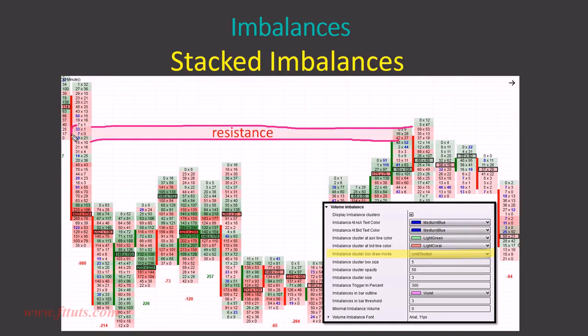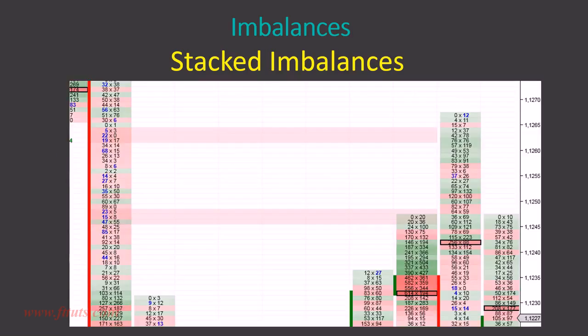As you can see, there are stacked imbalances in here. 3 imbalances. This is the resistance. Price reacts to this resistance. Those sellers start pushing the price downwards. And this is the reaction. Let me show you some more examples of this simple strategy.